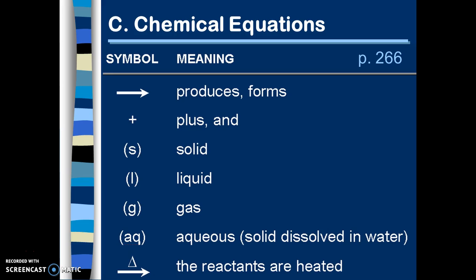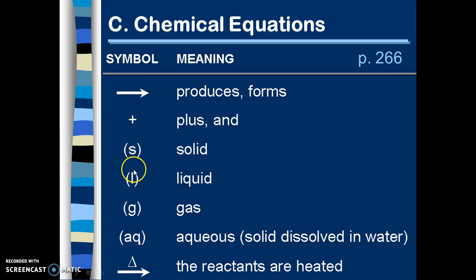We use a lot of symbols in chemical reactions instead of writing them out word for word. So you're going to see a number of these symbols, and these are what they mean. Also on page 266 of your textbook, there's a whole list of more symbols than what we have up here on the slide. These are some common ones that you're going to see. So you see the arrow and the plus means and.